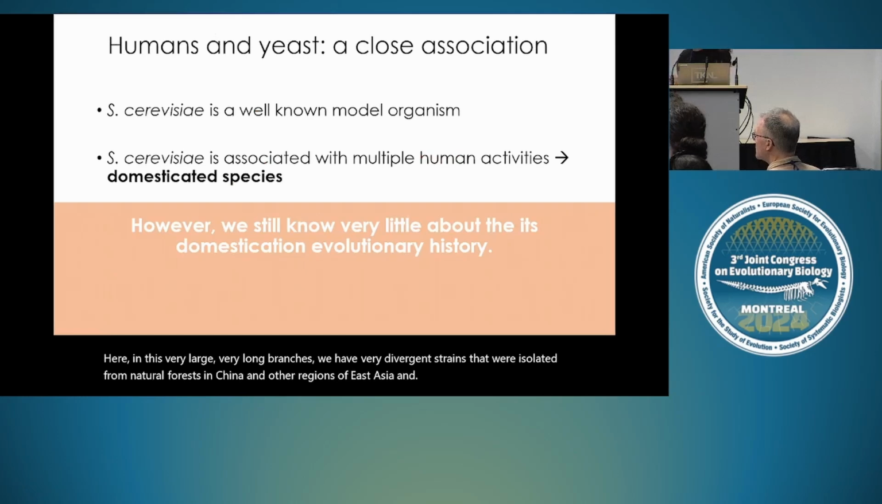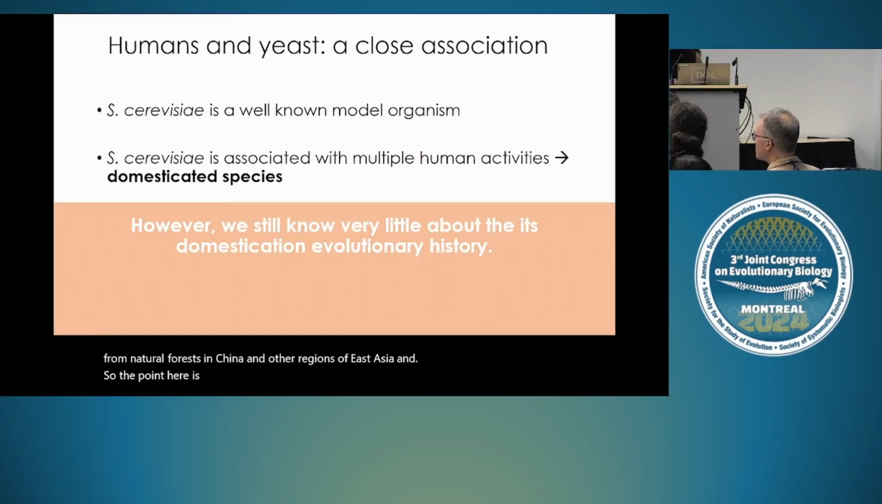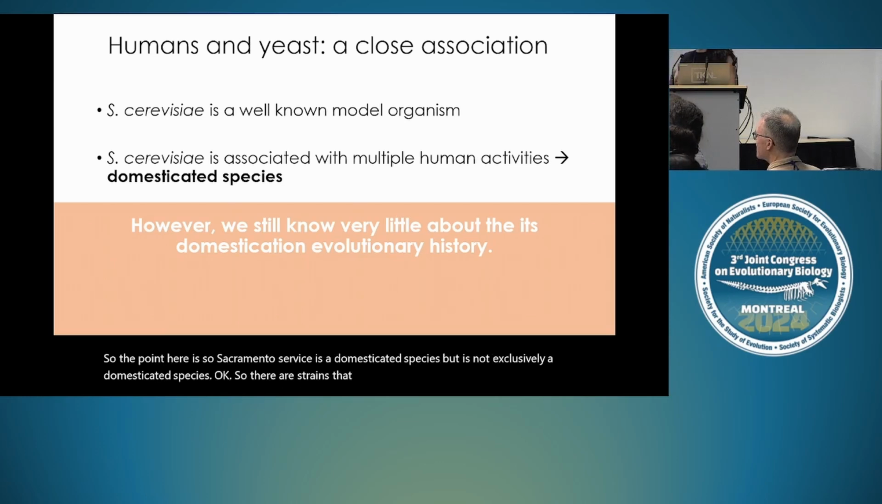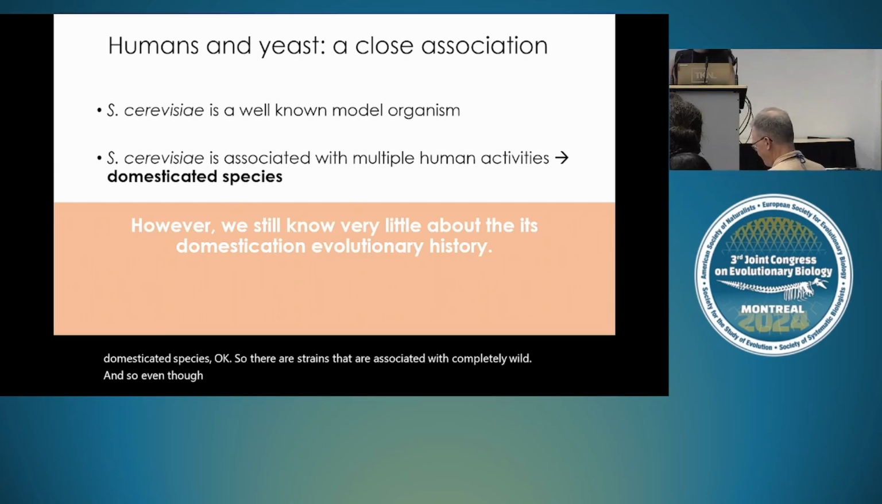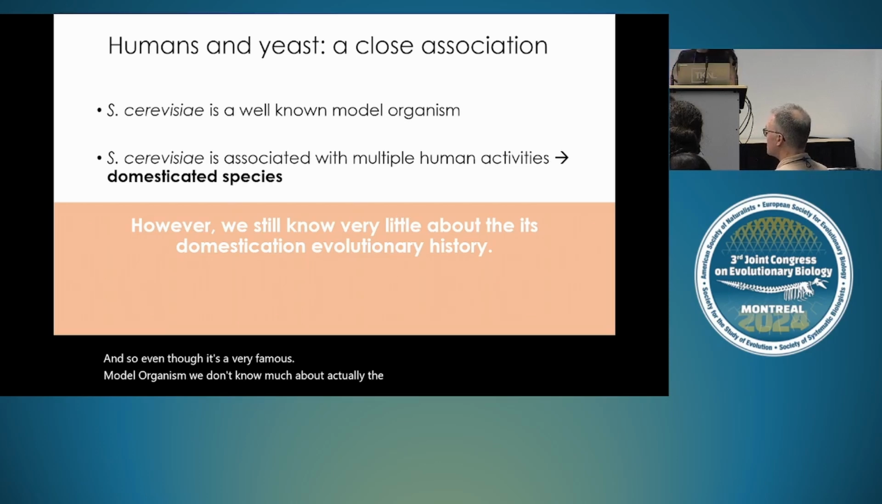So the point here is that Saccharomyces cerevisiae is a domesticated species, but it is not exclusively a domesticated species. There are strains that are associated with completely wild environments. And so even though it's a very famous model organism, we don't know much about the evolutionary history of this species.